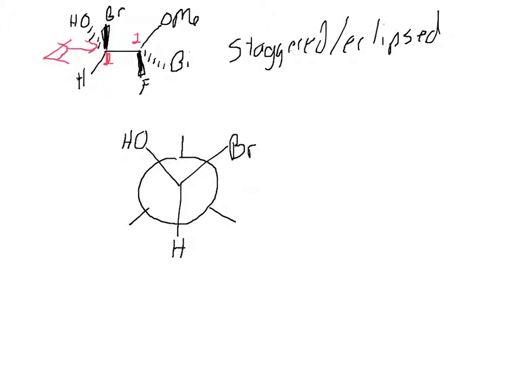So the bonds aren't on top of each other, not eclipsed. We're drawing a Newton projection that's staggered. Now we have to look at carbon 2 here and say, well, where is everything at in carbon 2? Which one of these is at the top up here on carbon 2? O-methyl, right? Up here is actually here.